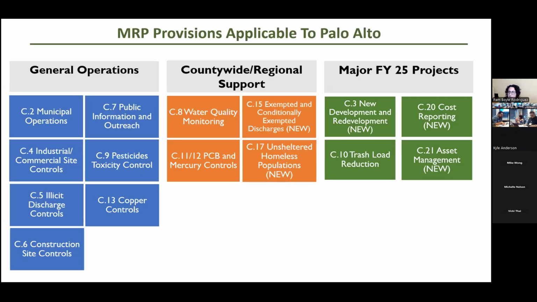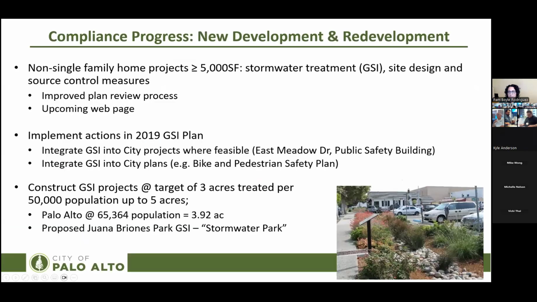So we're working with the CMO to address that. And the 4 major projects, new development, cost reporting, trash load reduction, and asset management, are what I'm going to talk about. However, trash load is going to be the next presentation, so I won't be talking about this until then. I've talked about new development and redevelopment before, and those requirements.